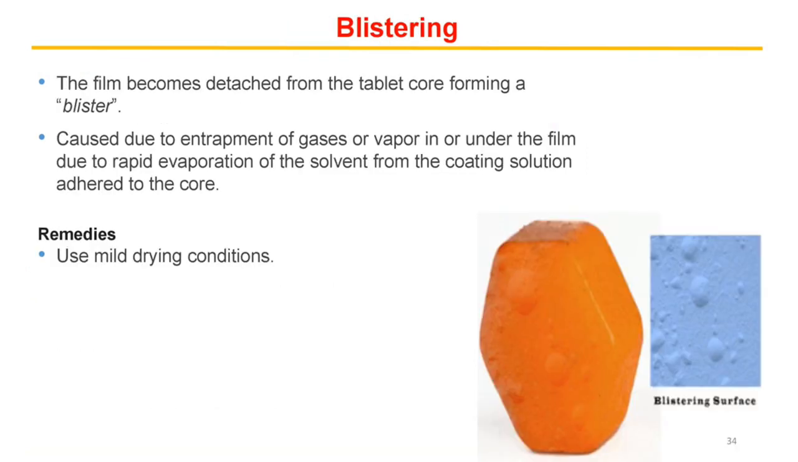33. Blistering: the film becomes detached from the tablet core forming a blister. Caused due to entrapment of gases or vapor in or under the film due to rapid evaporation of the solvent from the coating solution adhered to the core. Remedies: use mild drying conditions.